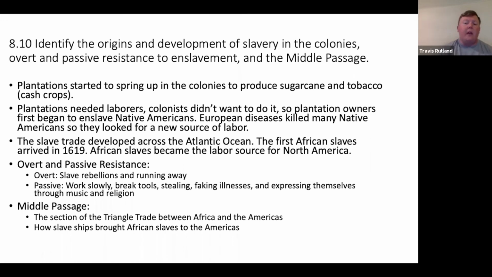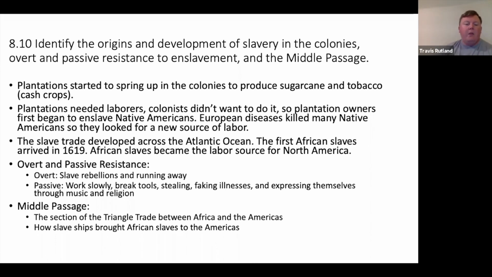Now you have overt and passive resistance. Overt is very open. Okay, there can sometimes be violent, but they're open forms of resistance. These are slave rebellions and running away, your two main examples. Your passive resistance is working slowly, breaking tools, stealing, faking illnesses, and expressing themselves through music and religion. Passive is a little more under the radar, kind of playing it cool.